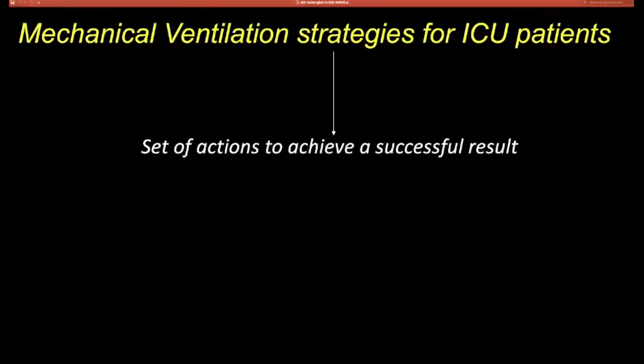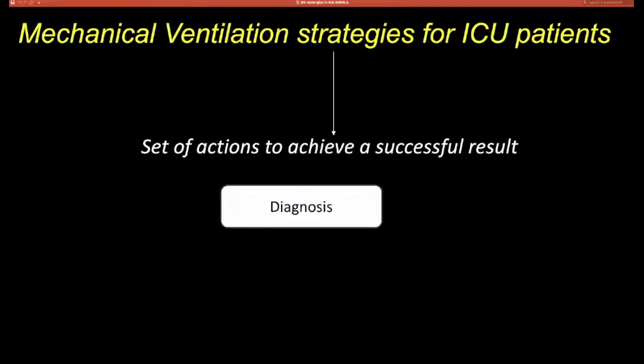So what do you mean by a strategy? Strategy is a set of actions to achieve a successful result. In case of mechanical ventilation, what could be those actions? The first and foremost would be diagnosis. What is the primary pathology that is causing the deterioration in the patient, which has warranted a mechanical ventilation?